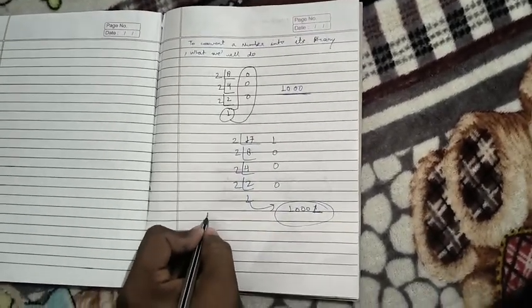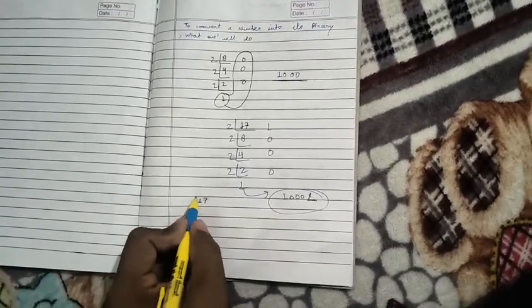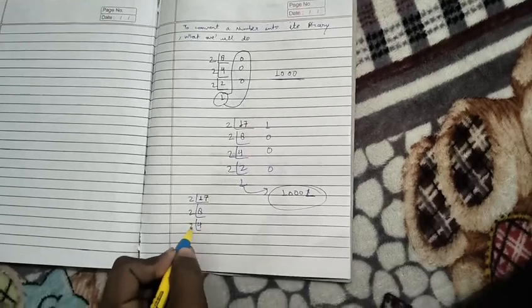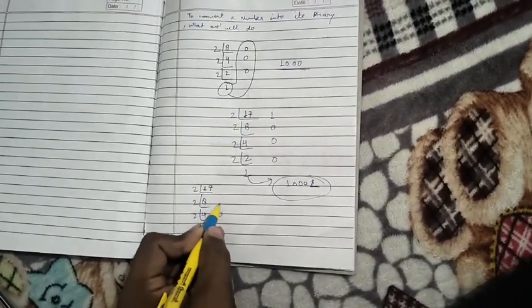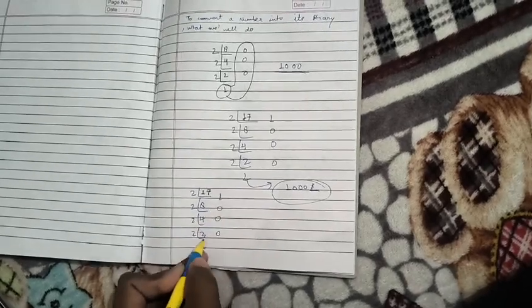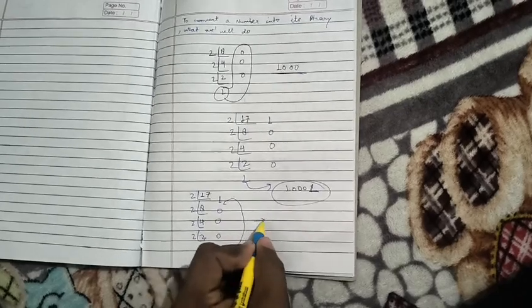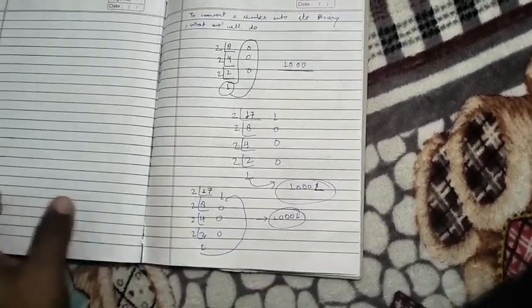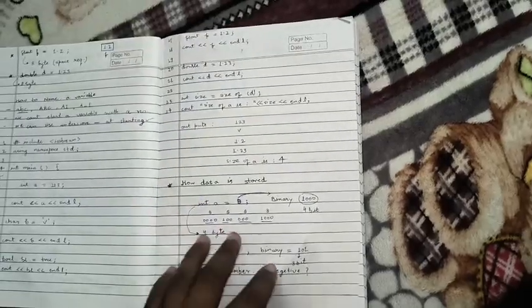I have tilted the screen, so I'm again showing you how. Like 17. So 17 divided by 2 gives 8, 4, 2, 2, 1, with remainders 1, 0, 0, 0, 1. And we will write from down to up, which is 1, 0, 0, 0, 1. This is the binary of 17. Then done. So you have learned how to find the binary of numbers.